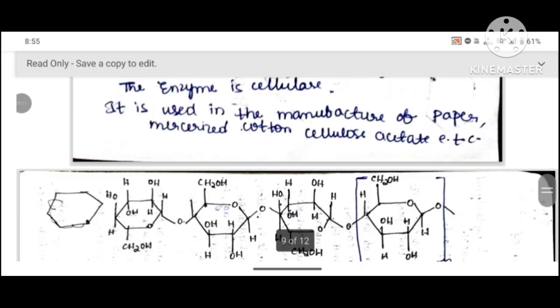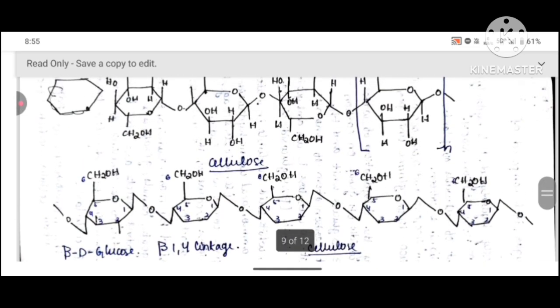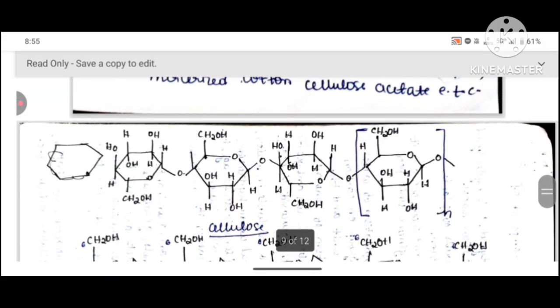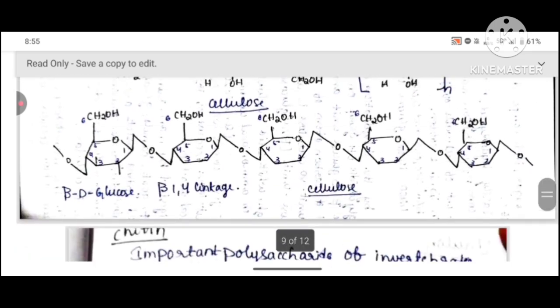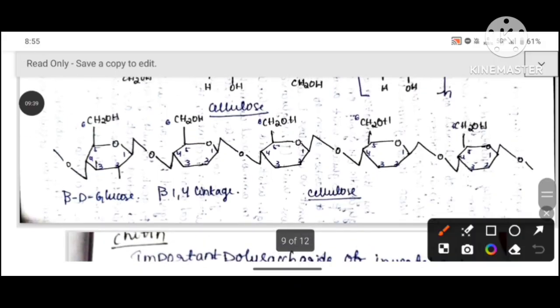It is used in the manufacture of paper and mercerized cotton, cellulose acetate, etc. So these are some applications of cellulose. So this is the structure of cellulose basically. These two are cellulose structures in two different ways. This is the simple basic structure, which means you can easily remember this structure.